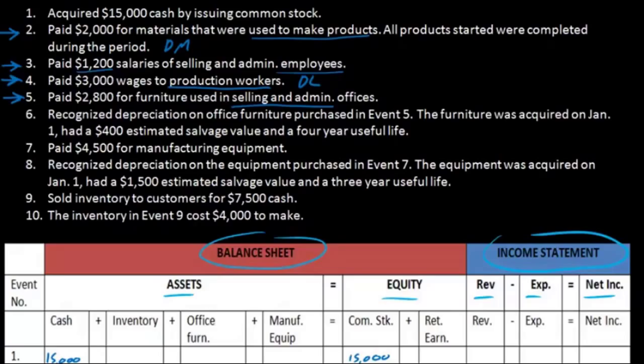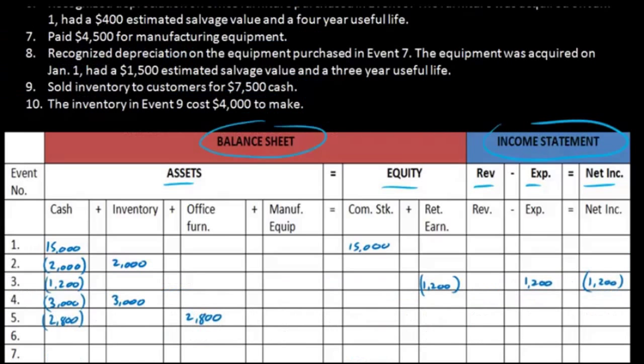Okay, the fifth transaction right here says paid 2,800 for furniture used in selling and admin offices. So this is furniture for selling and admin and not for production. But we are buying furniture, which is a long-term asset. So we're not going to expense this as it's a long-term asset. We're going to capitalize it as an asset and then depreciate it over the life of the asset. So let's record that. Our cash is going to go down 2,800. We bought this furniture, and the furniture is a long-term asset, right? We're going to put it in the asset account called furniture office for 2,800. And then at the end of the year, as we use the furniture, it will depreciate and we will expense it.